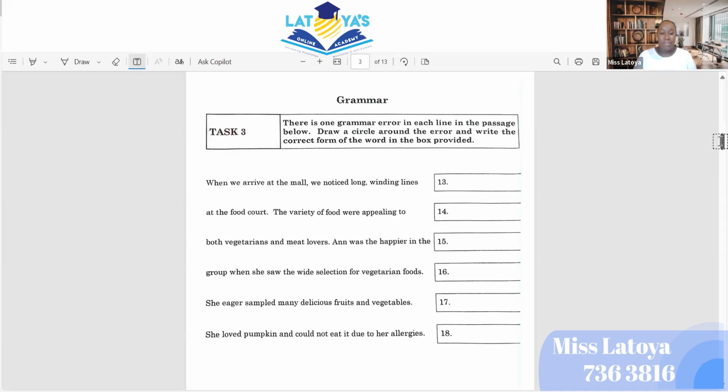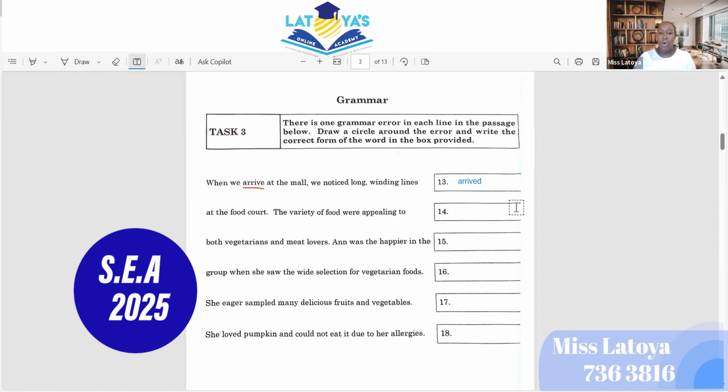When we arrived, the first error here is arrive. It should be in the past tense because it said here, when we arrive at the mall, we noticed. This verb should be in the past tense. So our answer is arrived. Now I'm going to read it with the correction as I continue. When we arrived at the mall, we noticed long, winding lines at the food court.